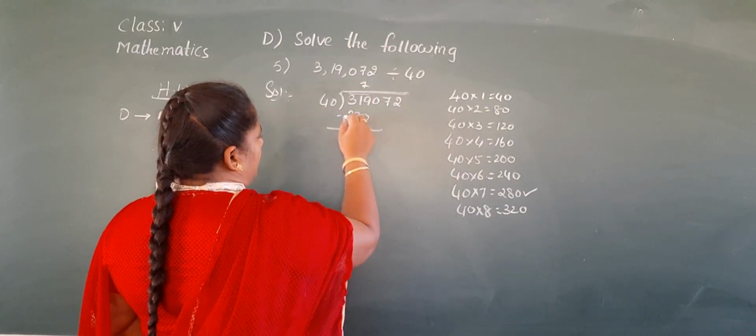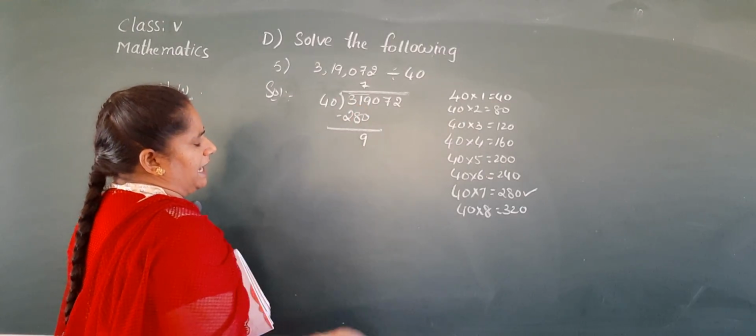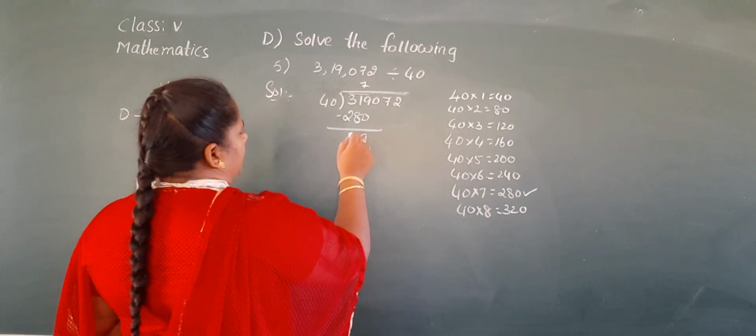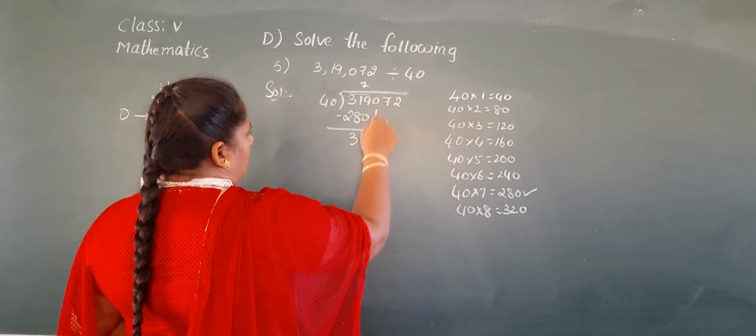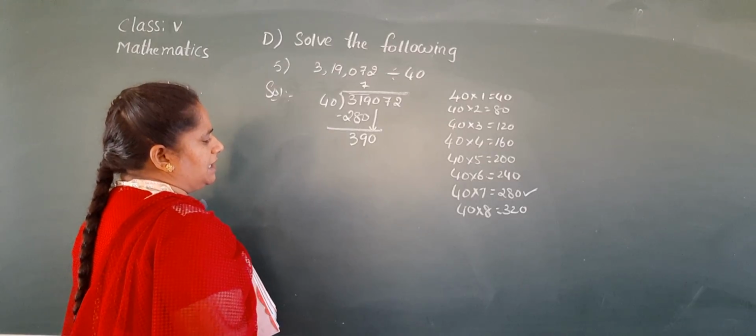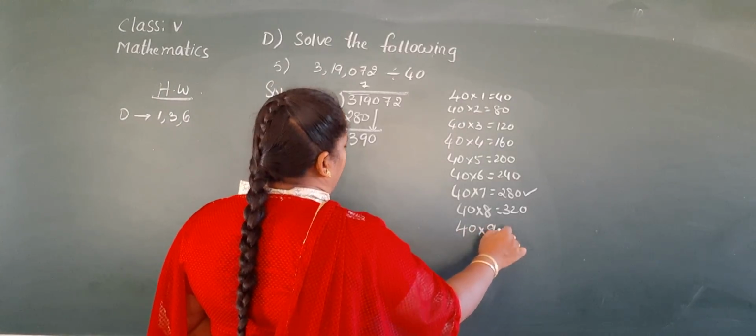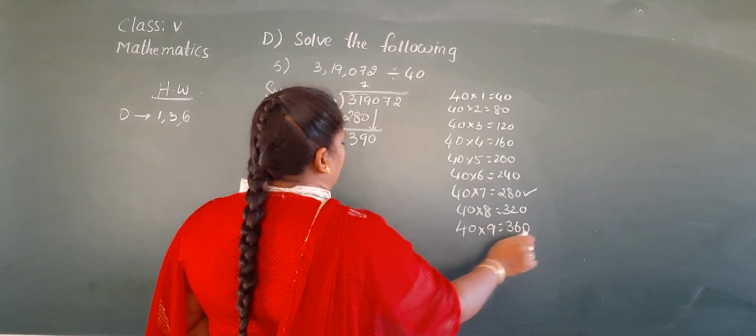Now do the subtraction. 91 minus 8 is not possible, so you take borrow: 11 minus 8 is 3. And now take down 0. 390. Which one is the nearest number? Continue the table. 4 9s are 36, 360.